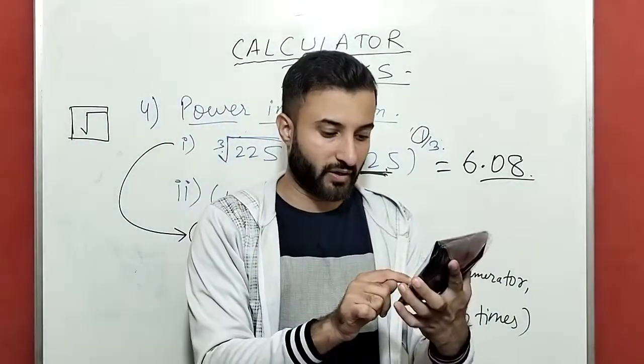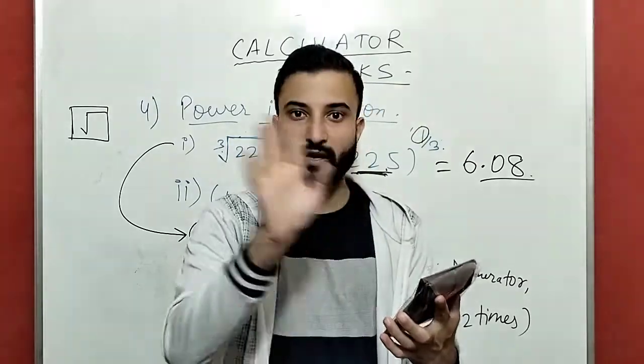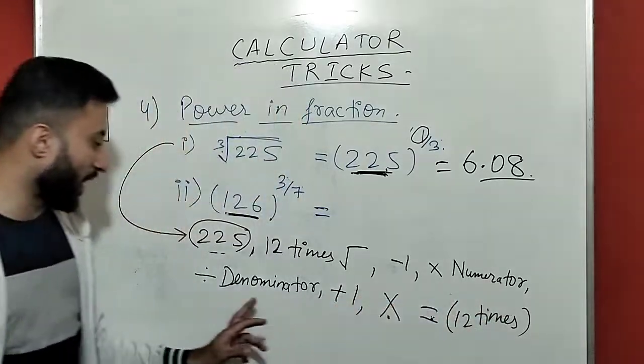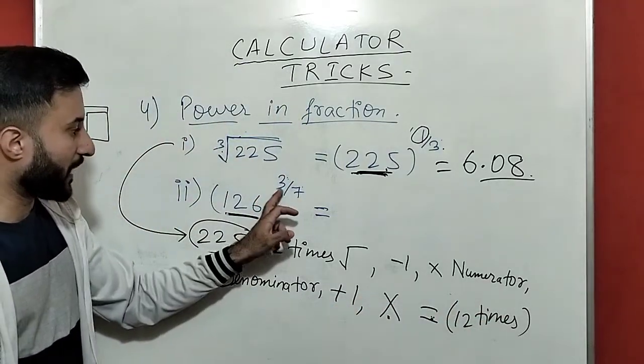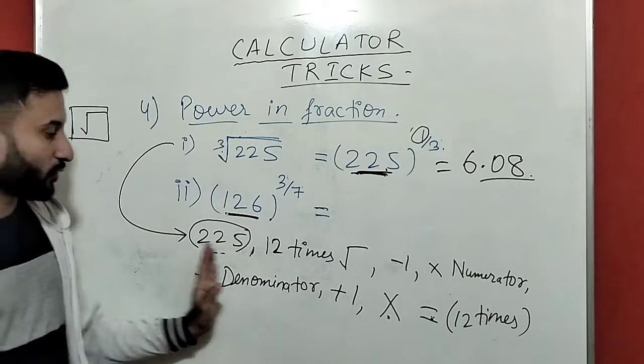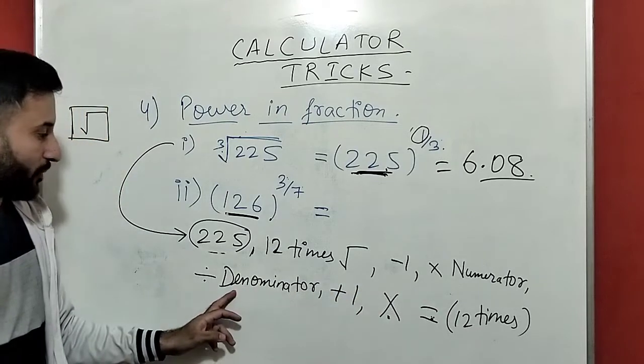Do minus 1 equals, we get some value. Then you have to multiply with the numerator and divide with the denominator. Guys, you have to write this step. Multiply with numerator, divide with denominator.